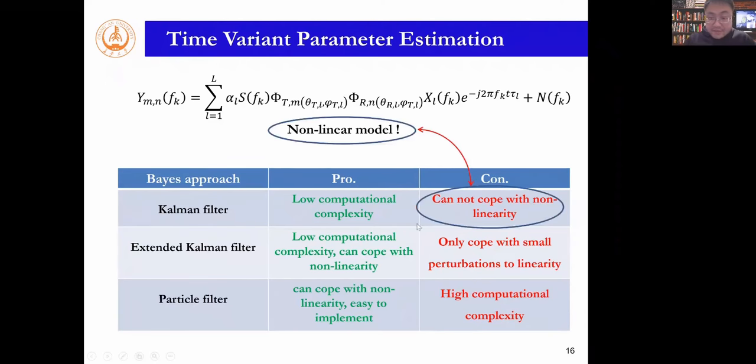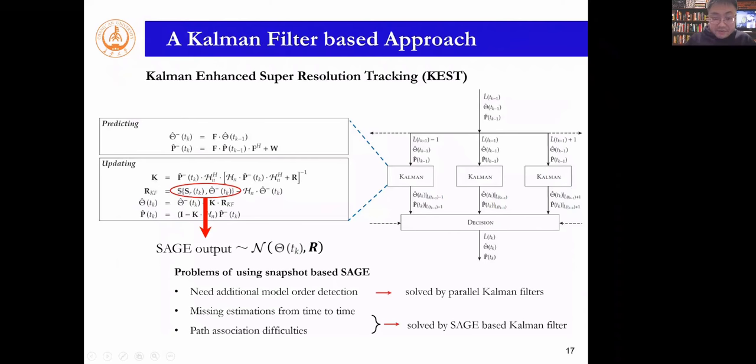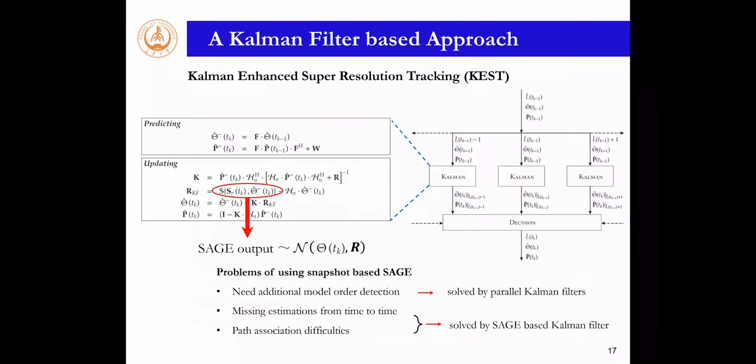So next, I'm just going to briefly introduce a very simple algorithm that is based on the SAGE algorithm. As you see, the SAGE algorithm is maximum likelihood based, but it is snapshot based. And we extend SAGE with the so-called Kalman filter to combine both. This combined version we call CAST. By using CAST, we can overcome the problems I just mentioned before. For instance, we need model order detection, we need path association, and so on. All these issues are solved by this newly proposed CAST algorithm.